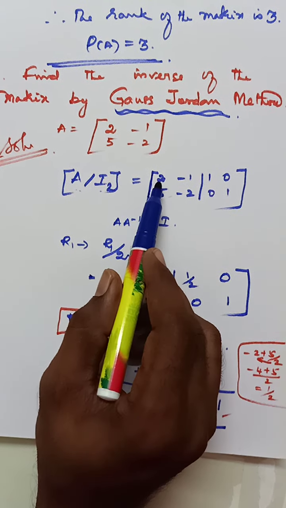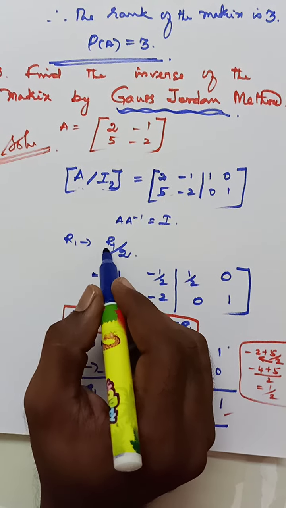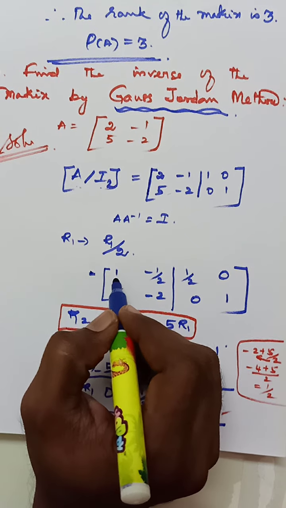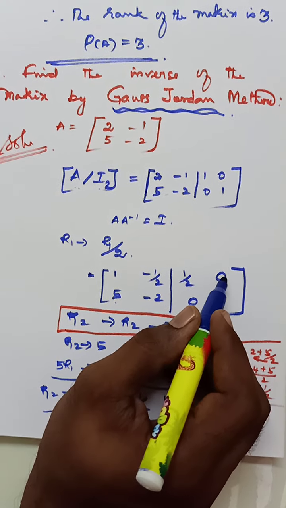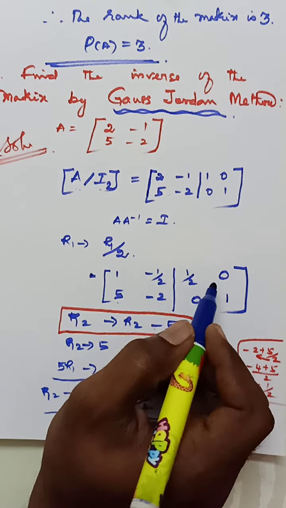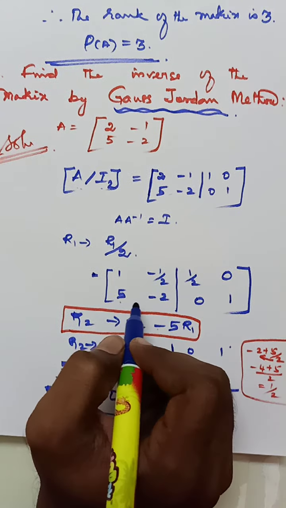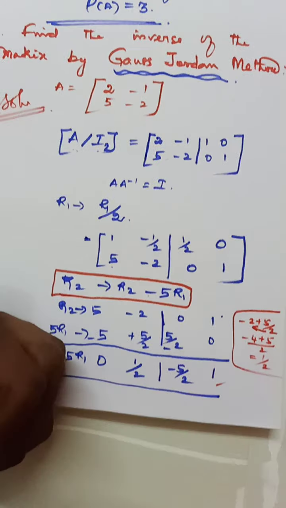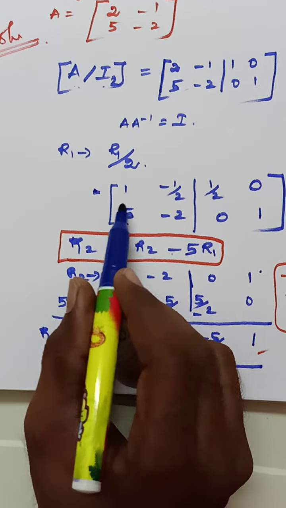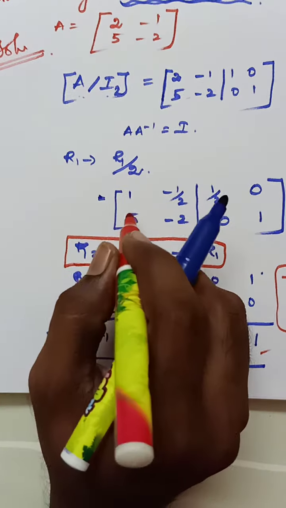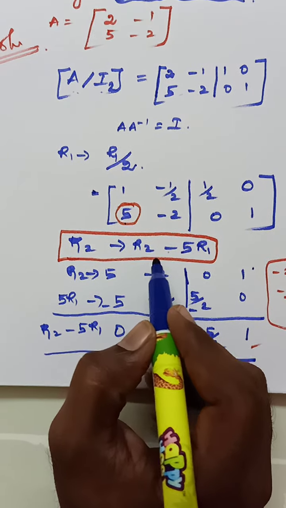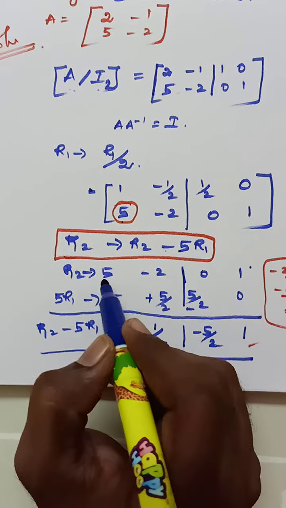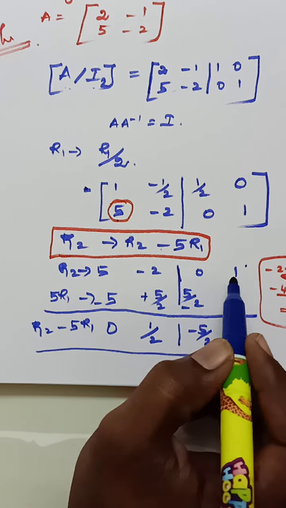So here I am having 2, so I am dividing by 2. R1 by 2. You will be getting 1, minus 1 by 2, plus 1 by 2, 0. That is easy, so I am writing directly. The second row no change: 5, minus 2, 0, 1. And in your R2 here I need 0. This place I am making as 0. So R2 tends to R2 minus 5 times R1.